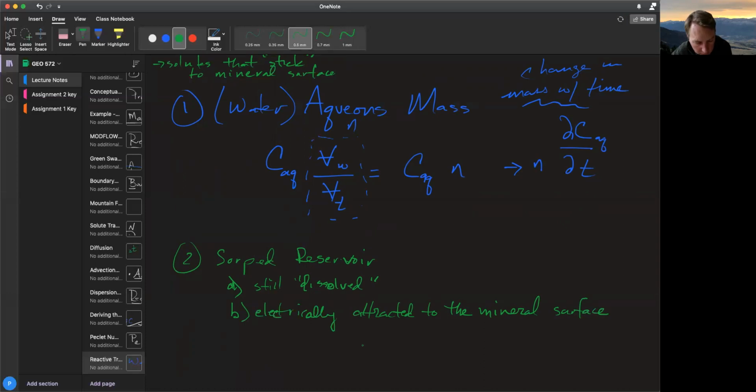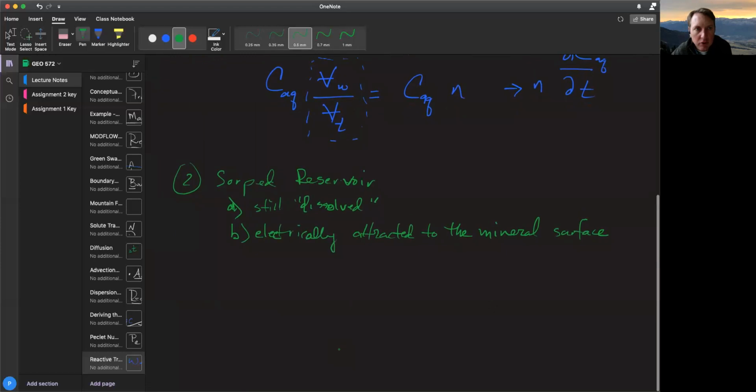It's electrically bound to the mineral surface, all right? And if we were to zoom in on our mineral surface, let me redraw this. Let's say that we've got a mineral grain here, and it has areas where there's, say, positive charges due to the mineral lattice structure. And we've got a dissolved ion with a negative charge, all right? And there's an attraction between these two charges.